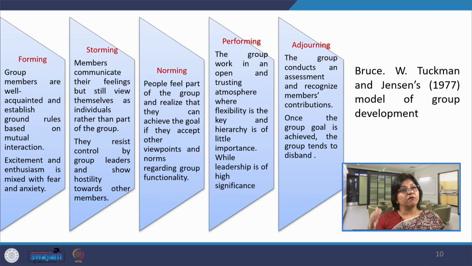As soon as the performing stage is over, the members reach the adjourning stage, where the group conducts an assessment and recognizes the members' contributions, and once the group goal is achieved, the group tends to disband, or members retain the membership, formulate other goals and function again. So, this is how the group develops through a process: forming, storming, norming, performing and adjourning.